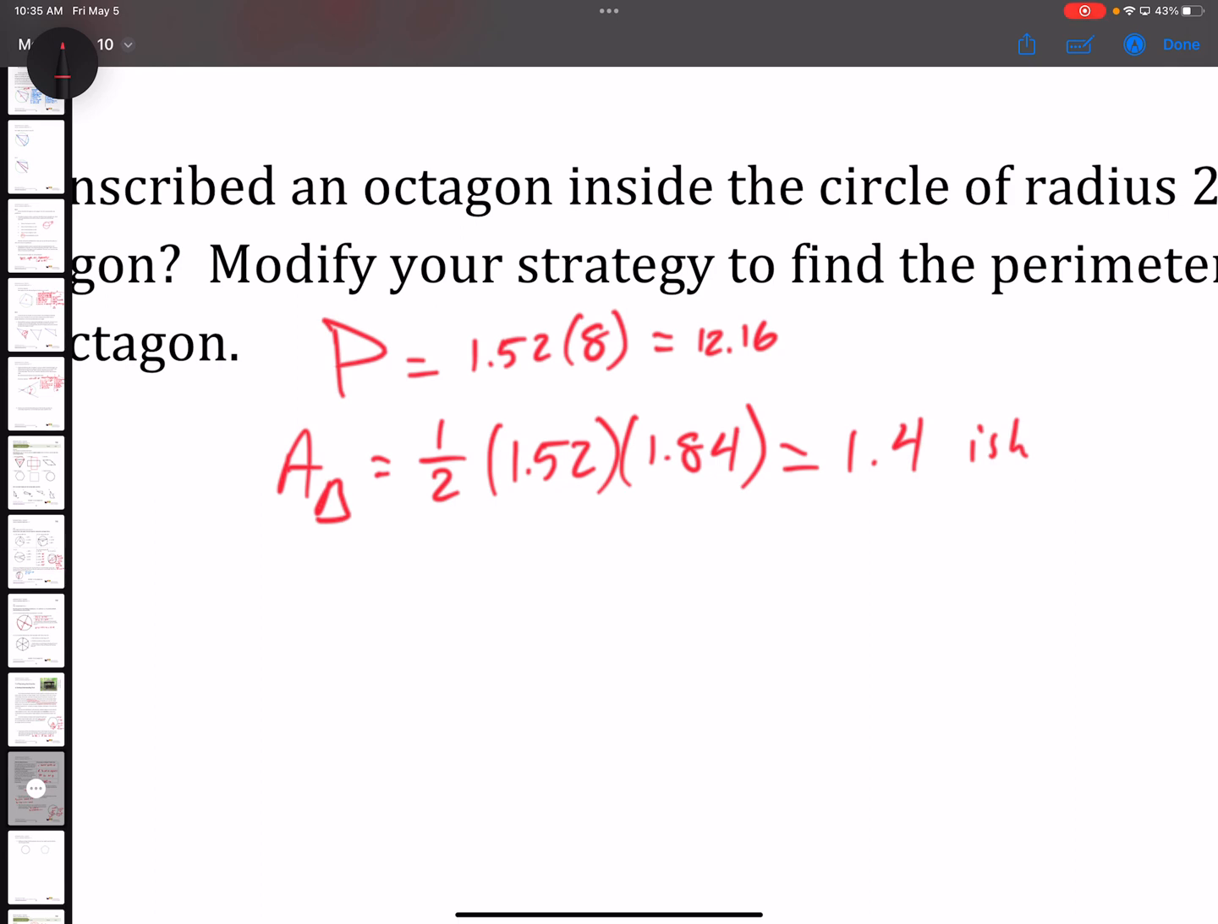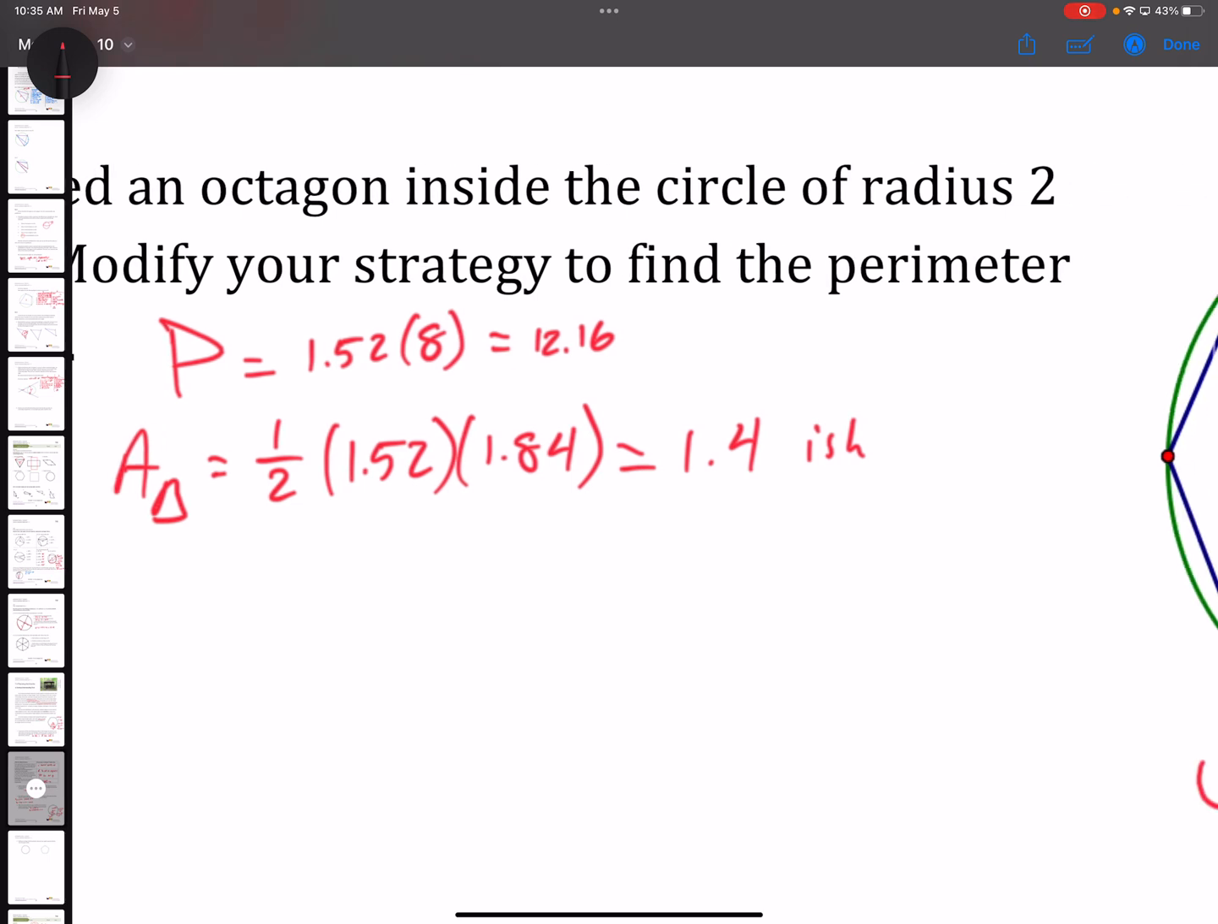Or you just do one fish, two fish, red fish, blue fish, three fish, four fish, green fish, yellow fish.